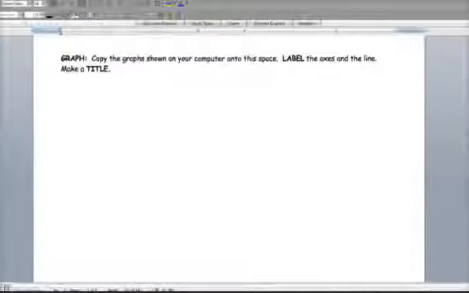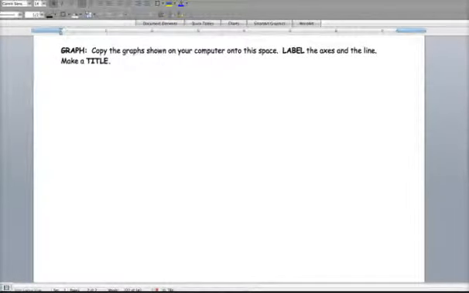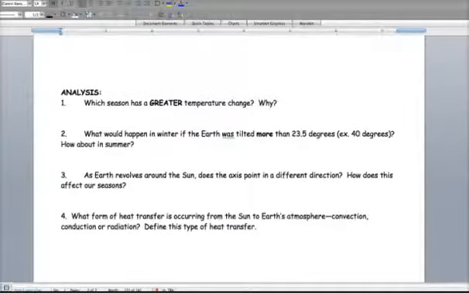On the back side of this lab right here, copy down that graph that I just showed you, exactly how you see it. You're probably going to have to pause the video and copy the graph exactly. After that, there are some analysis questions that you should answer. And like always, if you have any questions, ask your science teacher.